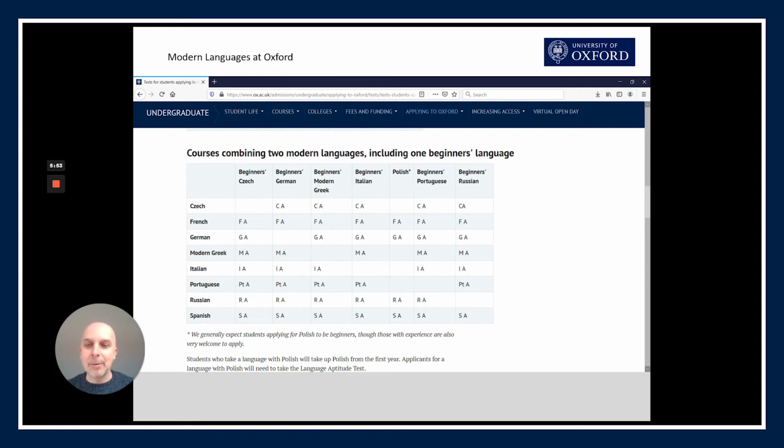And every single course, including the joint courses like English and modern languages, have their own table on the website where you can clearly see the required tests to take for each option.